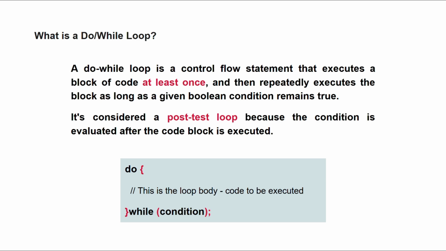A regular while loop is like a bouncer checking your ID before you enter a club. A do-while loop is like someone letting you into the club first and then checking your ID as you try to leave. You're guaranteed to step inside at least once.